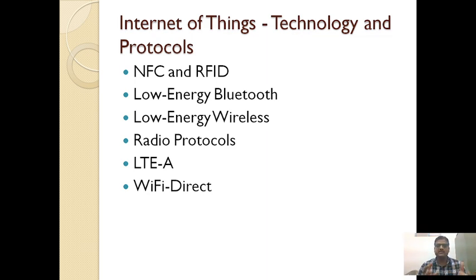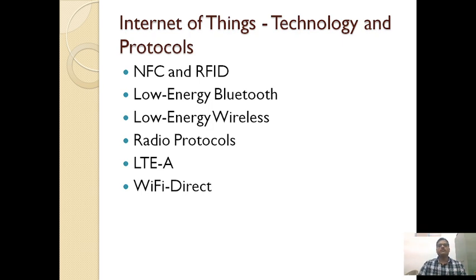However, the major enabling technologies and protocols of IoT are RFID, NFC, low energy Bluetooth, low energy wireless, low energy radio protocol, LTE advanced, and Wi-Fi Direct. These technologies support the specific networking functionalities needed in an IoT system, in contrast to the standard uniform networks of a common system.